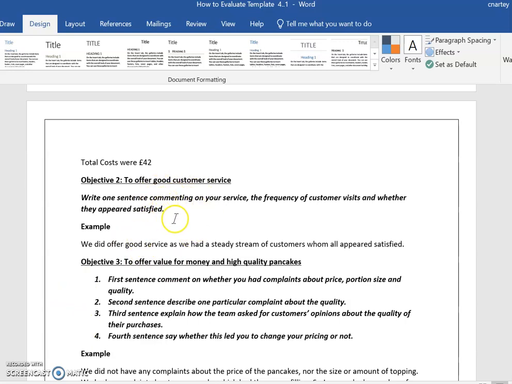Okay. Now, I've got another one here. So write a sentence about your service, the frequency of the customer visits, and how they appeared. And I've just got an example in there. Okay, it doesn't need to be lots, but you are answering the question. So all you're saying is, was my objective met? Okay, and how did I know it was met?